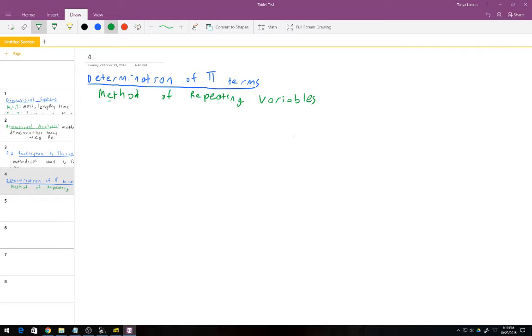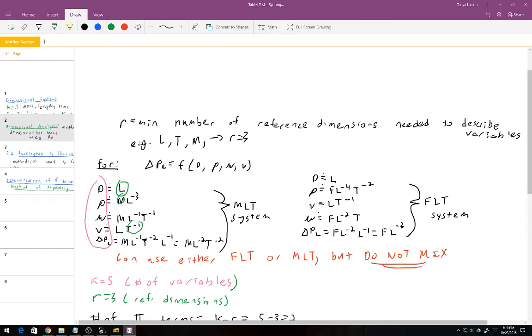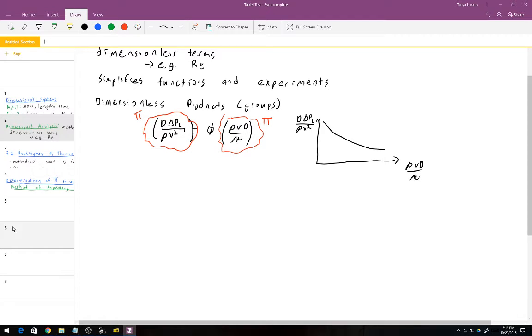Method of repeating variables. So my steps are going to be a sort of 5-step process. And I'm going to work through the example that we've seen previously, this delta PL example, and we're going to see exactly where these pi terms are coming from.